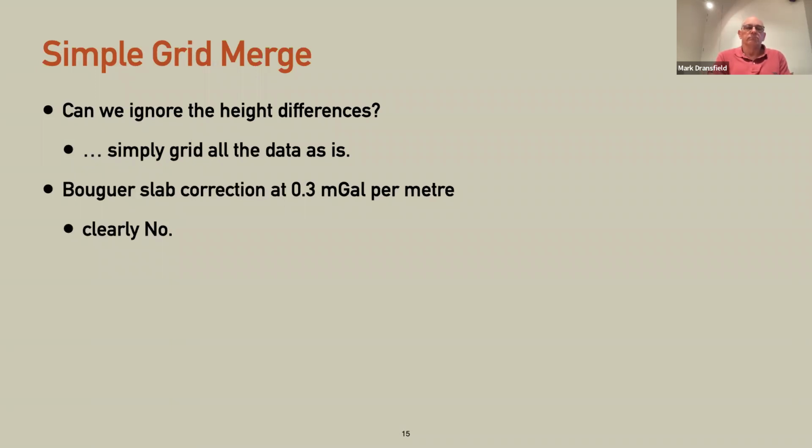This is a famous method in geophysics for combining more than one data set. You just grid merge the data. It's all good. The thing is that actually you can't do that in this situation because it's ignoring the height differences. Straight away, you know the Bouguer slab correction is 0.3 milligal per meter. If you've got one data set 100 meters higher than the other, it just isn't going to work. So it's going to rule that one out right from the very beginning. This is not a challenge that has a very simple solution.